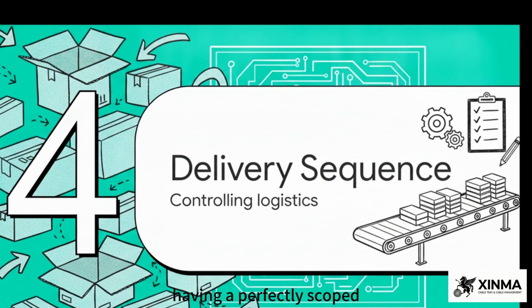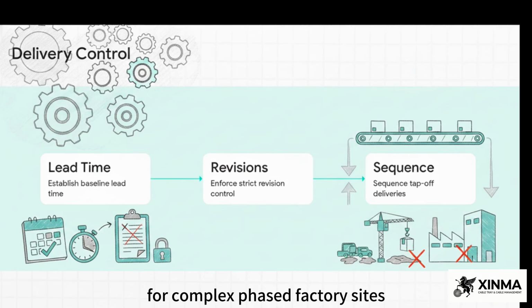But you know, having a perfectly scoped, perfectly tested busway system doesn't do you any good if it arrives on site in a chaotic mess. Let's shift our focus to Section 4, Delivery Sequence and Control, and talk about handling logistics for these massive project installations. For complex, phased factory sites, precision in delivery actually matters just as much as raw lead time.